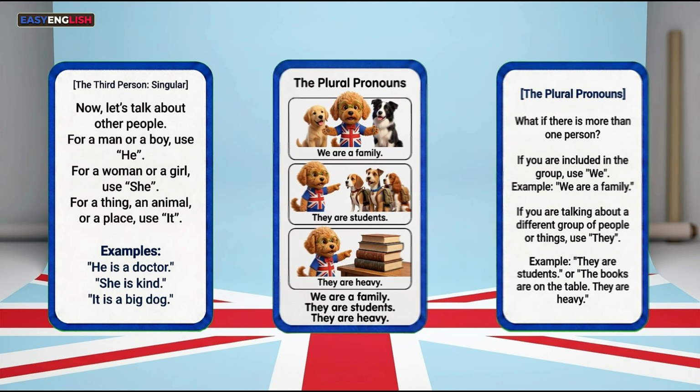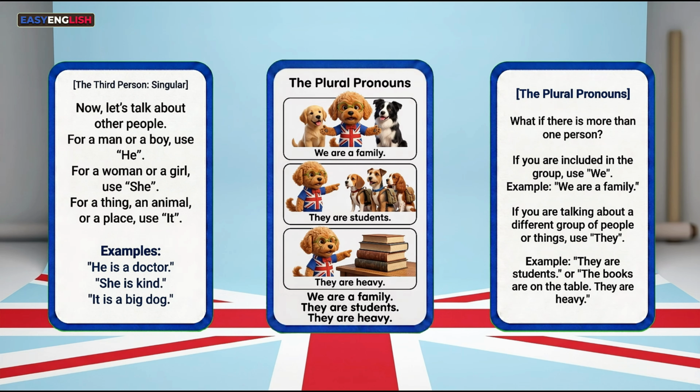The plural pronouns. What if there is more than one person? If you are included in the group, use we. Example, we are a family. If you are talking about a different group of people or things, use they. Example, they are students. Or the books are on the table. They are heavy.